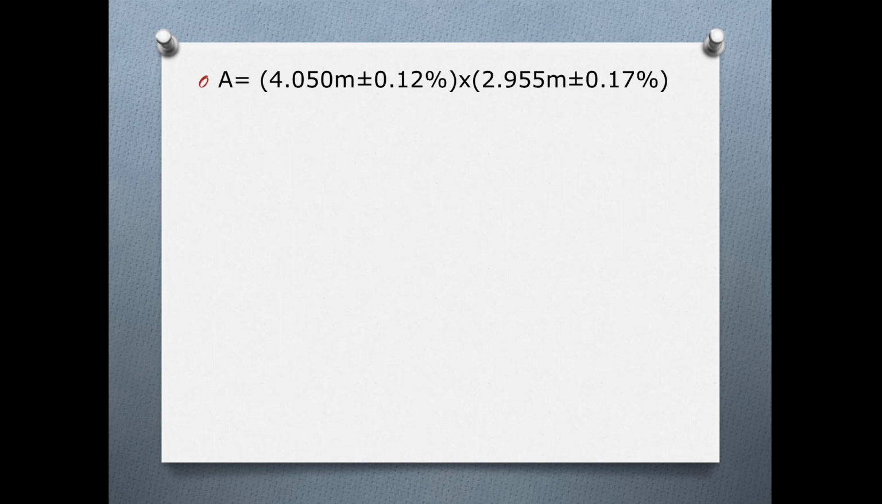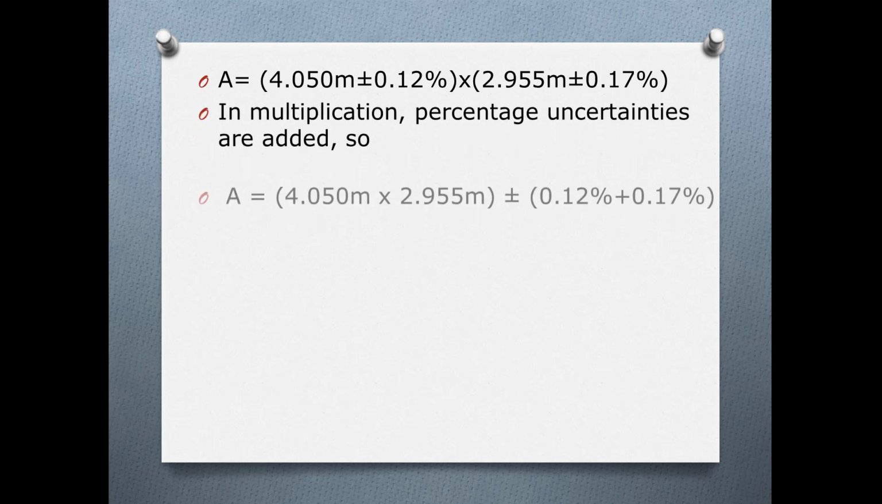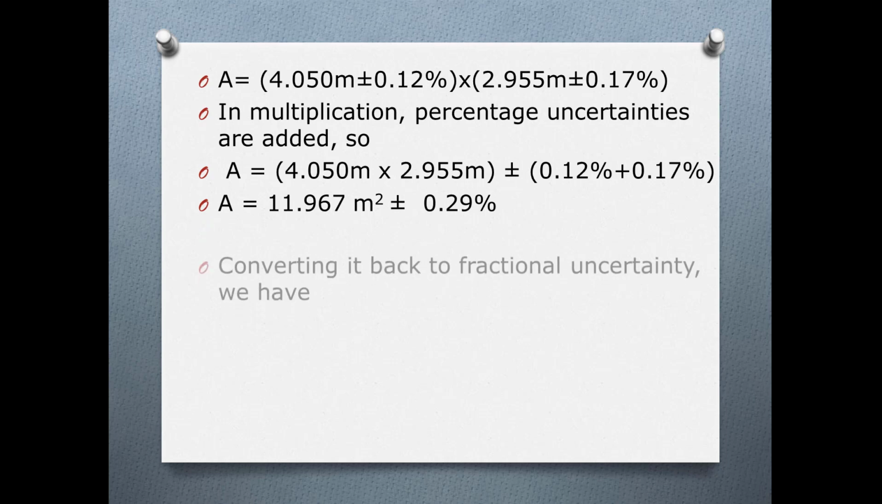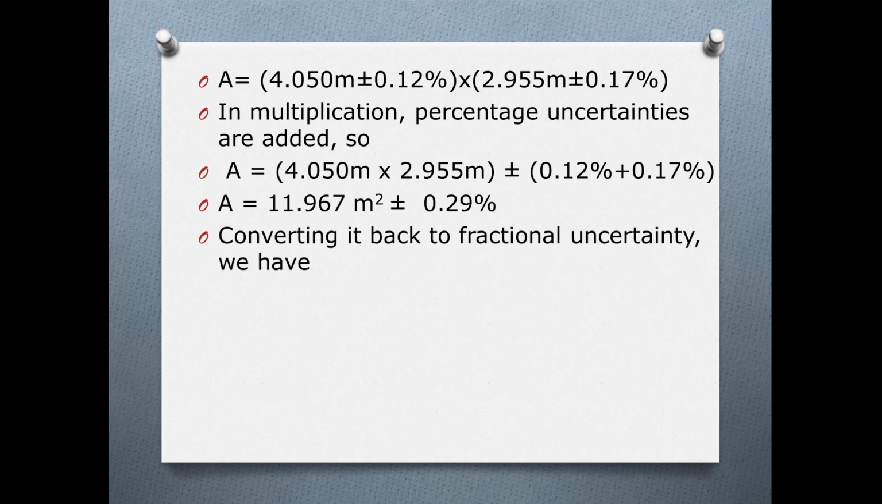Again, using the same rule, we will multiply the true values and we will add their percentage uncertainties. We will get this result: 11.967 meters square plus minus 0.29%. And our last step was converting it back to fractional uncertainty or absolute uncertainty. We have A is equal to 11.967, which is the actual value, and we are going to convert it back to absolute uncertainty. We will simply multiply the percentage uncertainty with the actual value and divide it by 100.